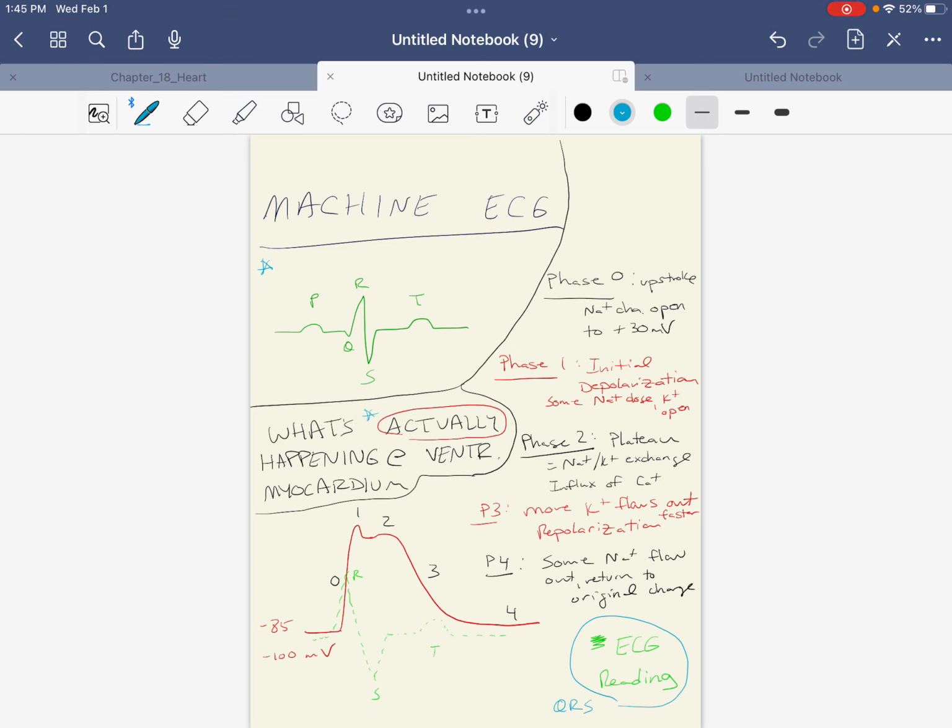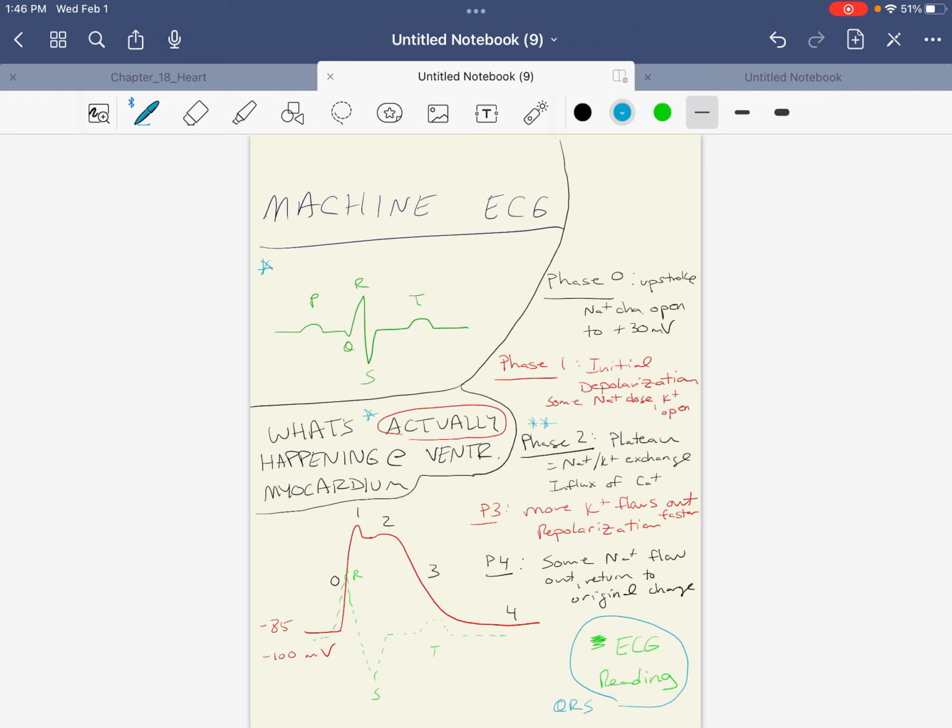But I just want to focus on 0. Phase 0 here is called the upstroke. Sodium channels open to positive 30. Gee, that sounds kind of similar. Phase 1, we get up here and now that we've brought in enough sodium, we can initially depolarize. Some sodium channels will close, but we also will begin to open some potassium channels. Not all that different, but here is what's different.